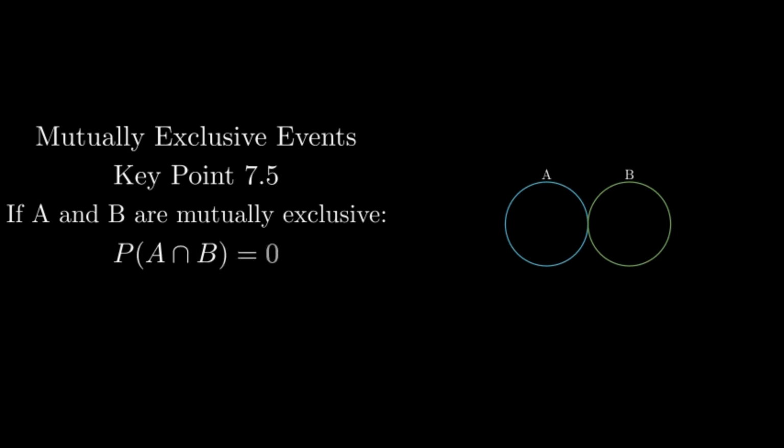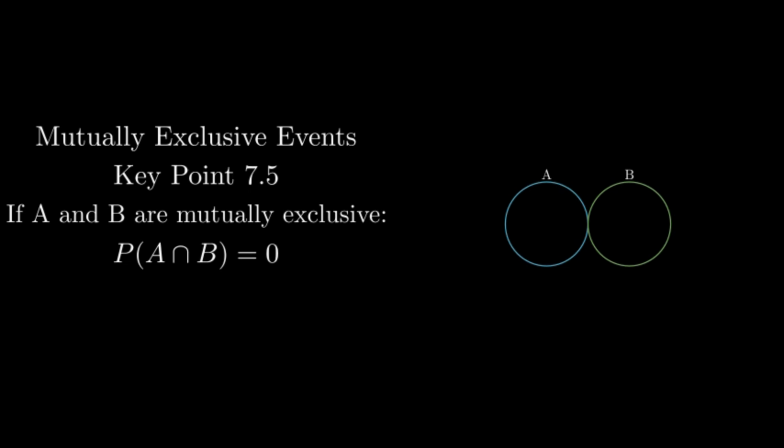You can't do both in one roll. In a Venn diagram, mutually exclusive events have no overlap. The circles for events A and B do not touch. This means their intersection is empty. Mathematically, this means the probability of both A and B happening, P(A ∩ B), is 0. There is no chance of both occurring simultaneously.